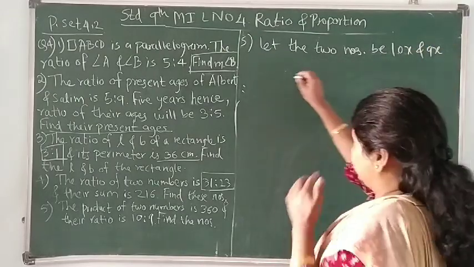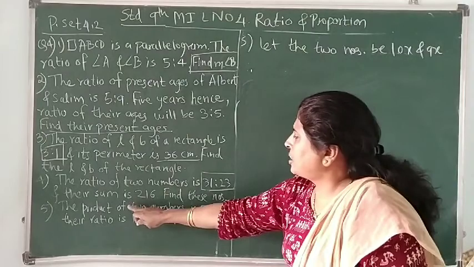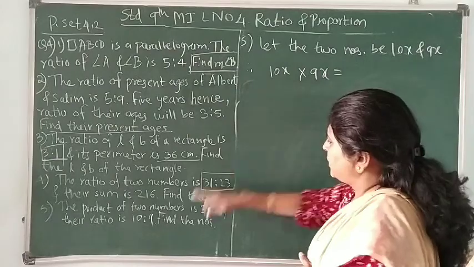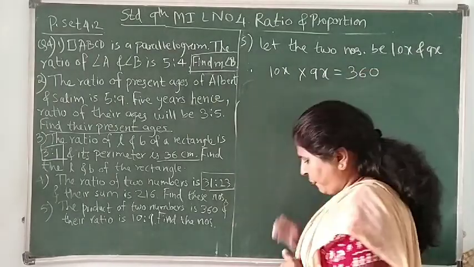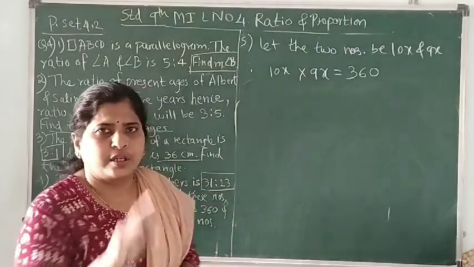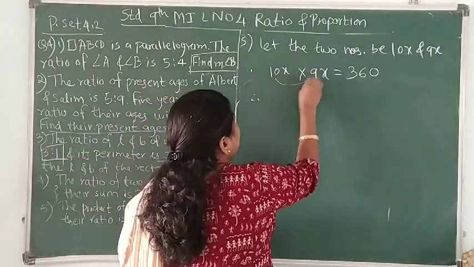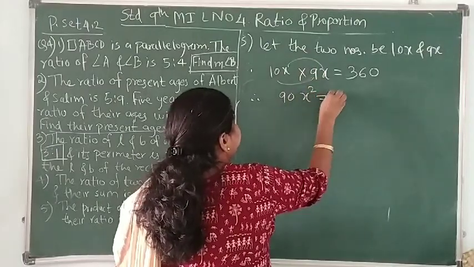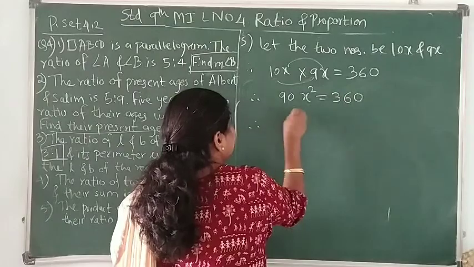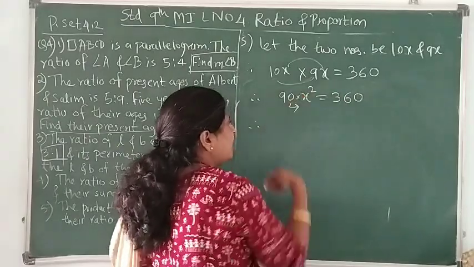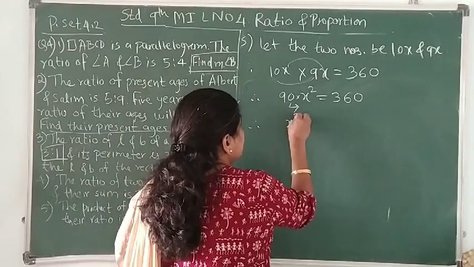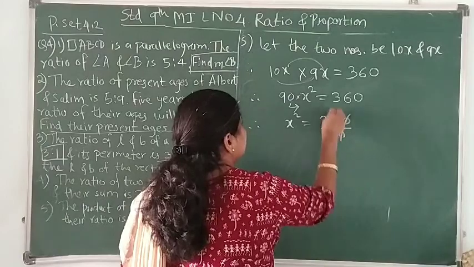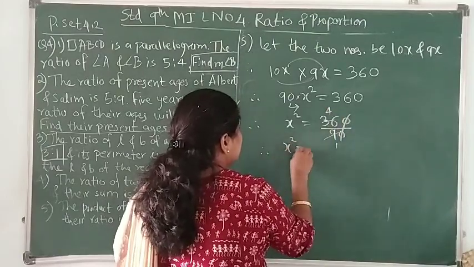Therefore, as per the given condition, we have to take the product. So 10x should be multiplied by 9x. Its product is 360. So we have framed the equation. Now let's solve this equation to get the value of x. Take the product 10 into 9, you get 90, and x multiplied by x gives x square, equal to 360. Now transpose this 90, it is multiplied so it will go to the other side as division. So x square is equal to 360 divided by 90, which is 4. Therefore x square is equal to 4.